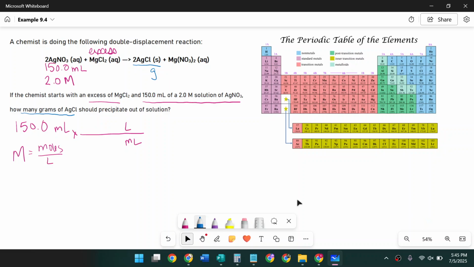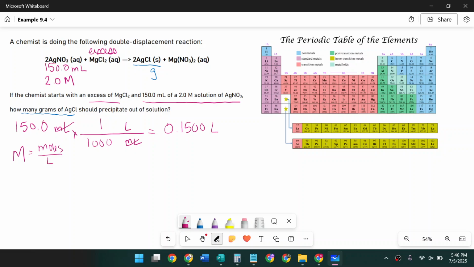So let's go ahead and get started on some of our work. So we know we're gonna change this to liters. So we have 0.1500 liters.